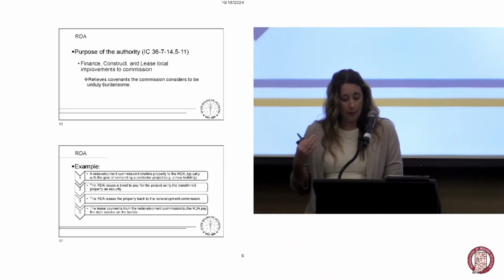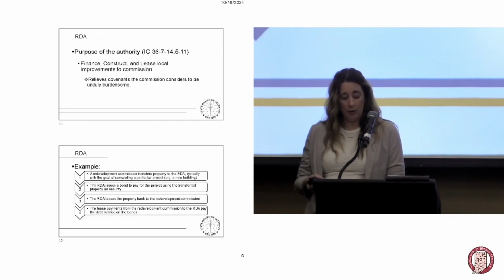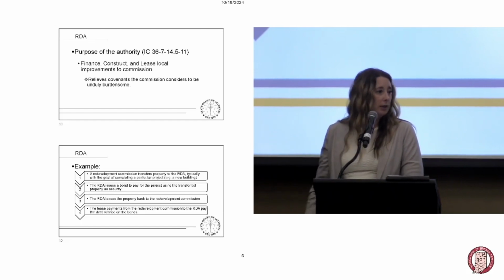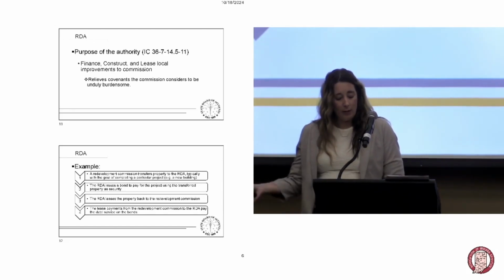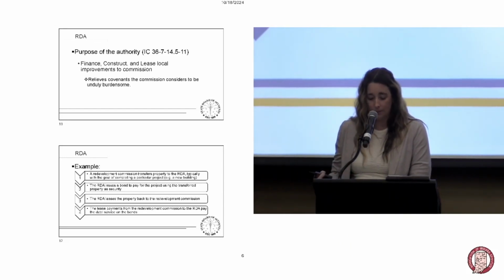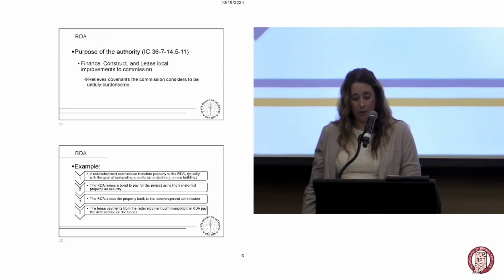So I put an example up here. The Redevelopment Commission could transfer property to an RDA, typically with the goal of completing a particular project, let's say a new building or rehabbing the facade of something. The RDA would then issue the bond to pay for that project using the property as security. Then the RDA leases that property back to the Redevelopment Commission, and the lease payments from the Redevelopment Commission to the RDA pay for the debt service of the bonds. Any questions on that? Good.